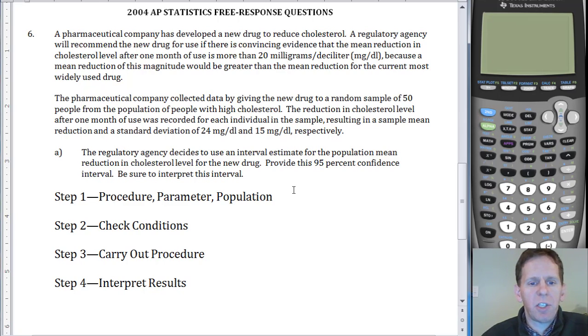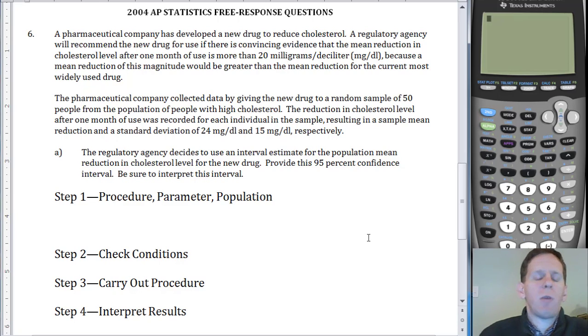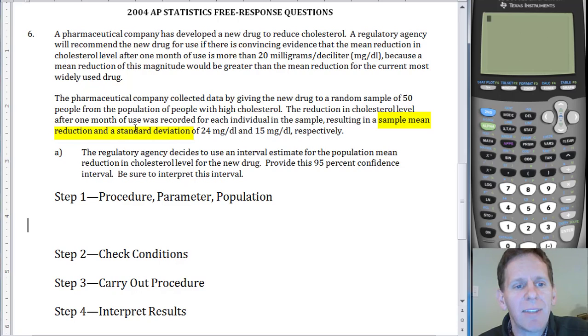Step 1, procedure, parameter, and population. We now know 2 types of confidence intervals, a 1 sample Z interval and a 1 sample T interval. How do you know which one to use here? It depends on whether or not we know the population standard deviation. And in this problem, it says we have a sample mean reduction and standard deviation of 24 and 15. A sample mean and standard deviation. We don't know the population standard deviation.